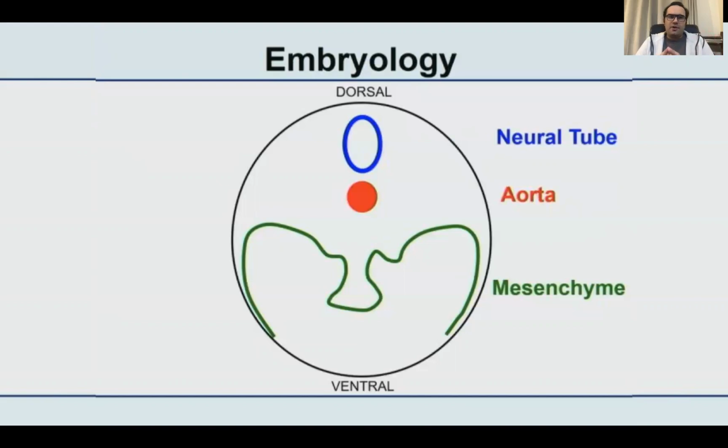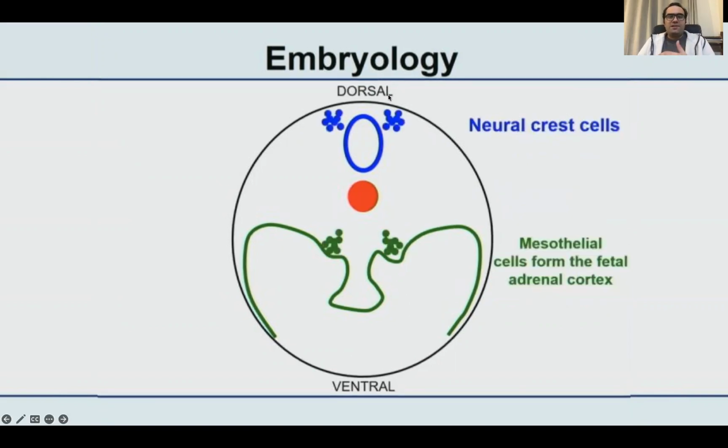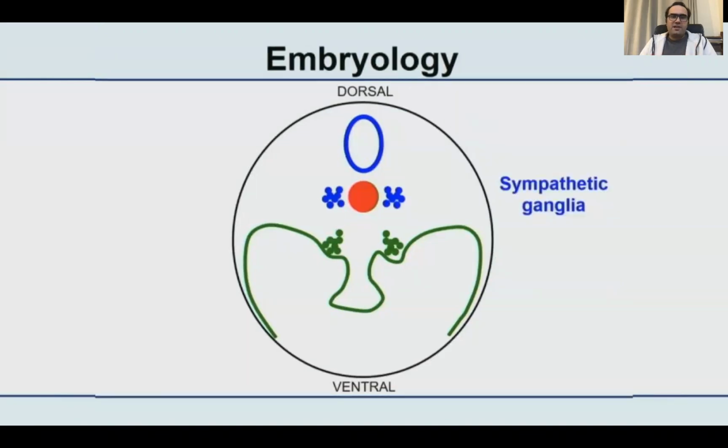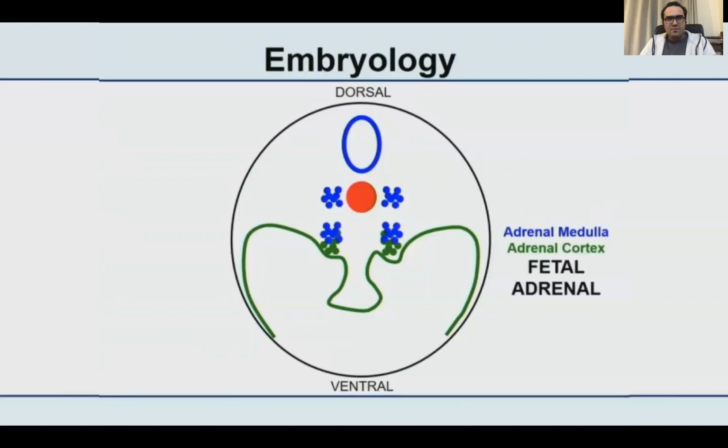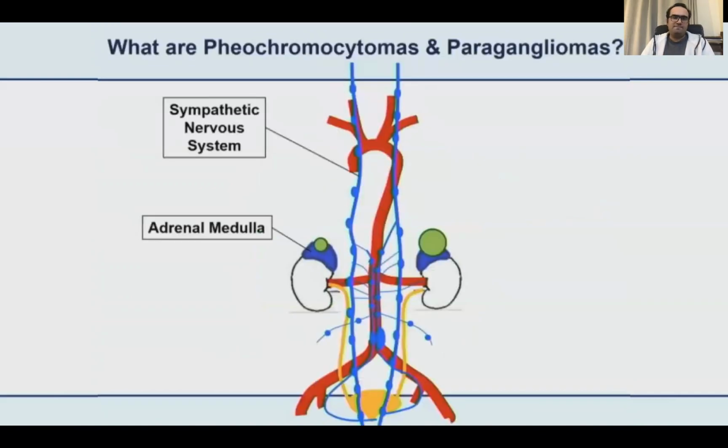Let's talk about embryology. Now, we know that adrenal gland has the adrenal cortex and medulla. Adrenal cortex will be arising from mesenchyma, and medulla is arising from neural tube. So neural crest cells, so the cortex is basically from the mesothelial cells of the fetal adrenal cortex that is being formed from mesothelial cells. But the neural crest cells will migrate ventrally and form the sympathetic ganglia and also the adrenal medulla. This adrenal medulla and adrenal cortex will form the fetal adrenal gland.